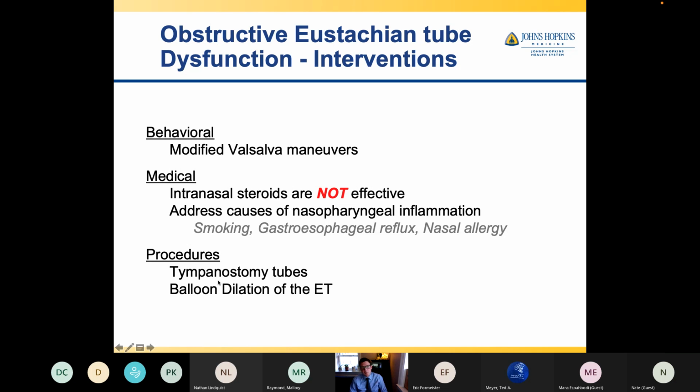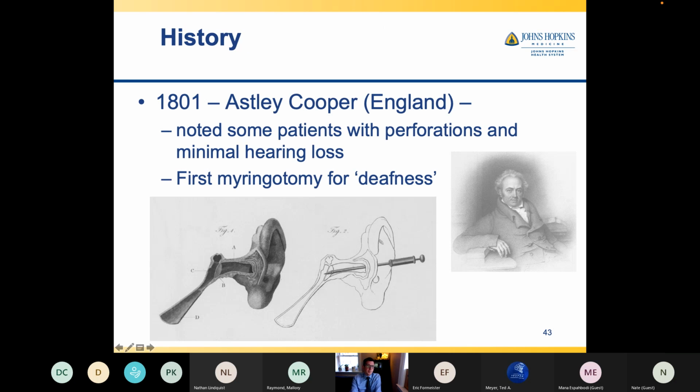And then for procedures, so tympanostomy tubes and balloon dilation of the eustachian tube. The first myringotomy was performed in 1801. You can find the paper online by this guy, Astley Cooper, in England. He noted some patients had holes in the eardrum but had minimal hearing loss. And so he thought, well, maybe I'll try to make a hole in the eardrum to see if I can make the patient's hearing better. And you can almost sense how shocked he was that it worked.